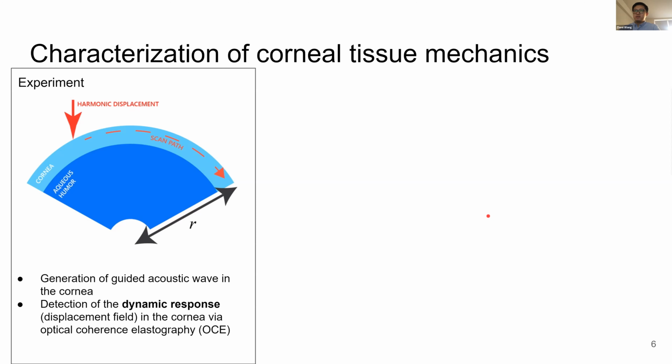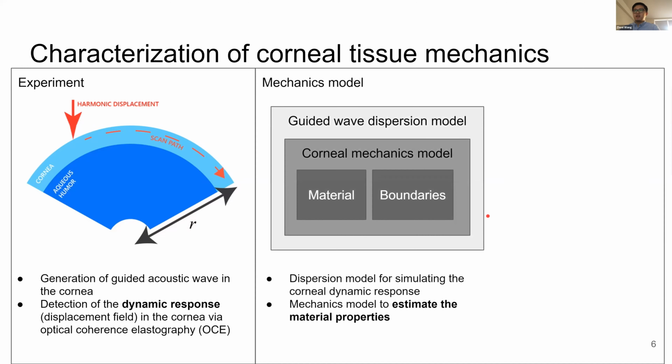The other part is the mechanics model. We know that the dynamic response is dictated by the corneal mechanics. So the second part is to build a corneal model that can describe the dynamic behavior. And the core of this dispersion model is the corneal mechanics model. We will have to consider a proper material model and the boundary conditions in the in vivo state.